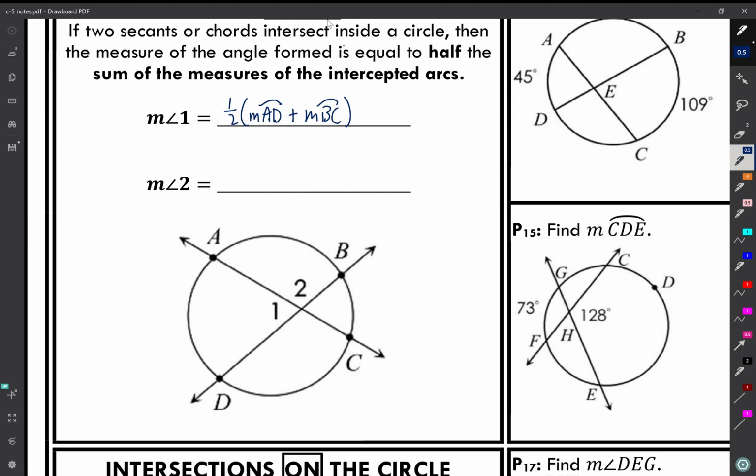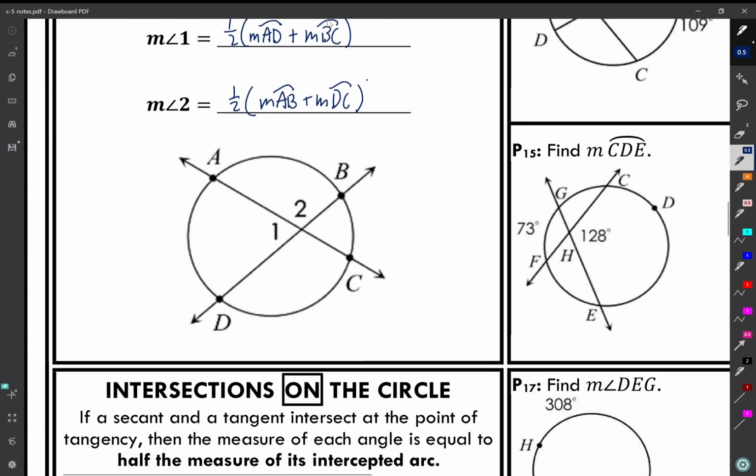Similarly for angle 2, AB and DC would be the arcs. So this will be 1/2 times the measure of arc AB plus the measure of arc DC. Alright, and those are the two formulas we'll use for this stuff. So let's solve some problems.